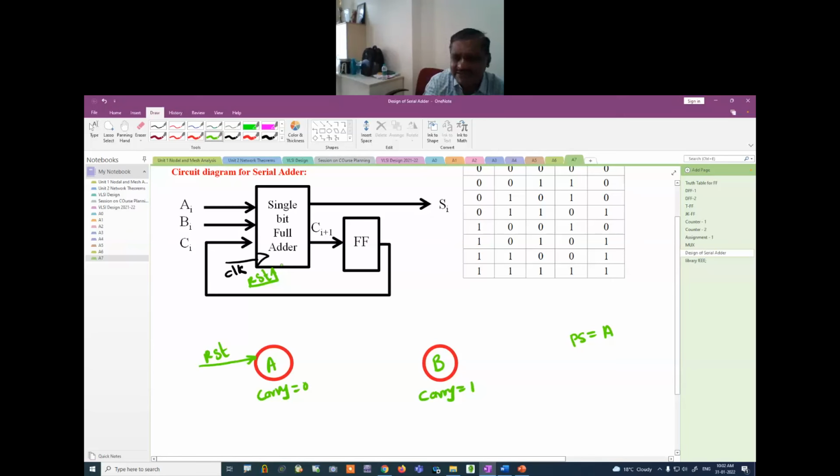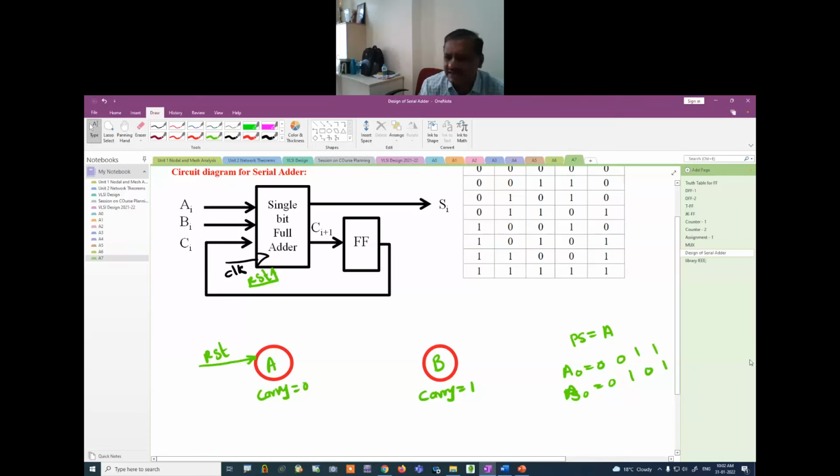Now, in the A state, how many possibilities of the inputs are there? And in the B state, how many possibilities of the inputs are there? In the A state, A may be 0 and B may be 0. How many possibilities of A and B are there? Maybe 0,0, maybe 0,1, maybe 1,0, or maybe 1,1. These are the possibilities. Is it right? We will cover all the possibilities.